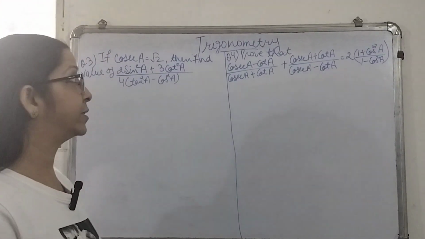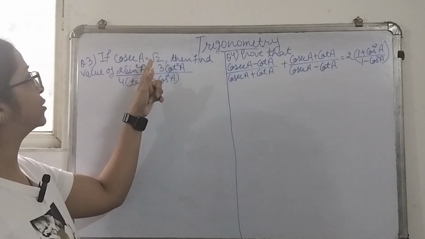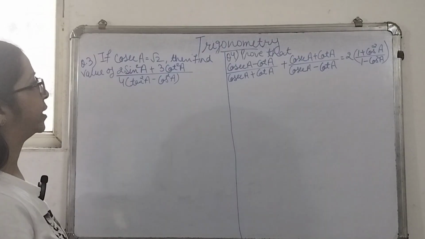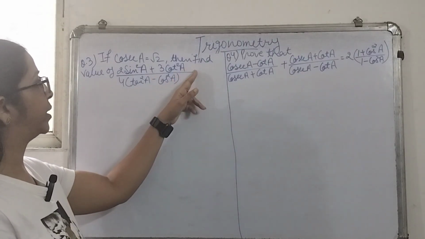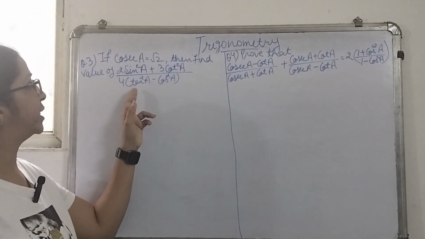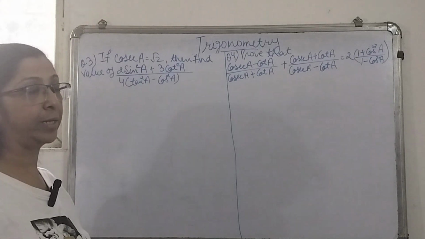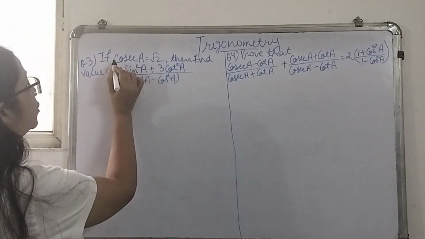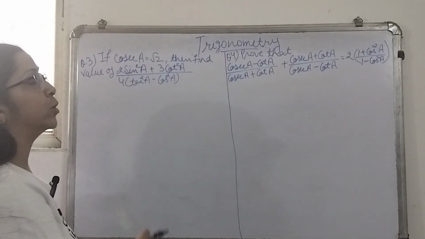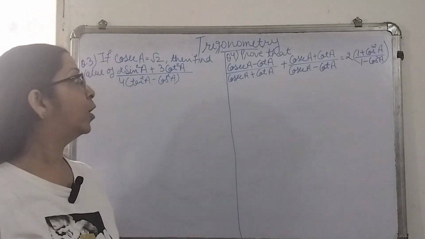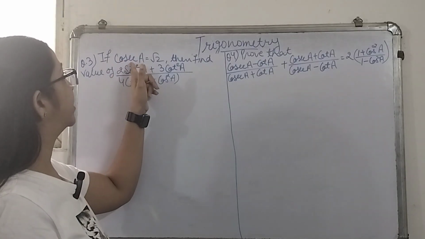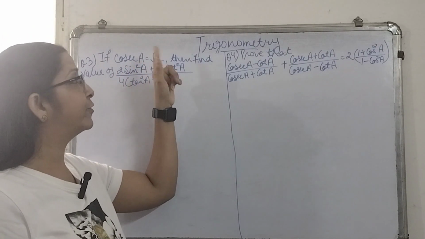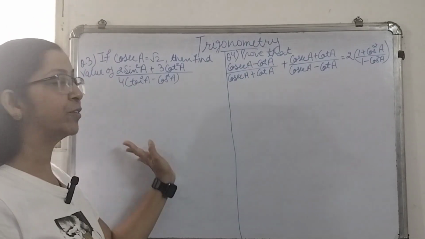So the next question is, if cosec A is root 2, then find the value of 2 times sine square A plus 3 cot square A upon 4 times tan square A minus cos square A. There could be two methods of solving this type of questions. Either from here we can find all the three sides of a triangle, or we can find the angle, what is the value of A, and if we know the angle we can find all the values.